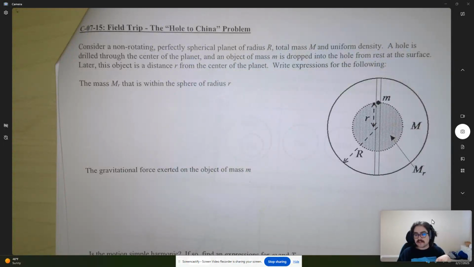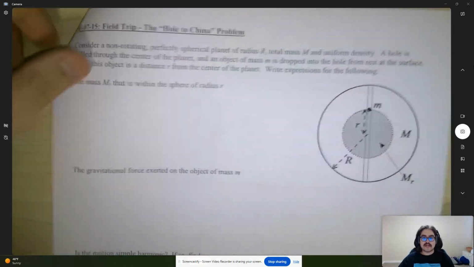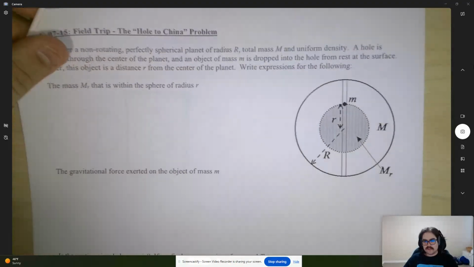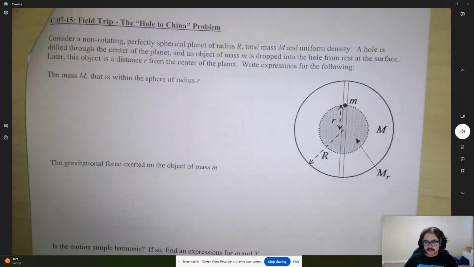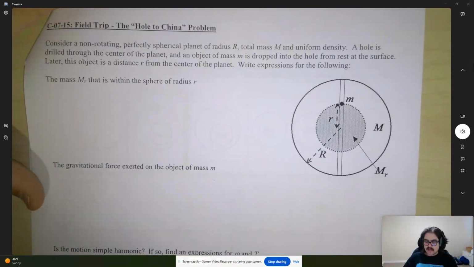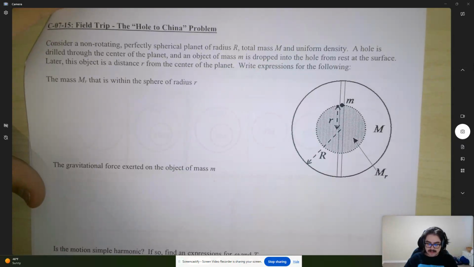All right, this is the last section in this notes packet. It's called the hole to China problem. The reason it's called that is because there's this question that College Board will sometimes ask, and it has been asked in the past on some past AP Physics C mechanics tests.